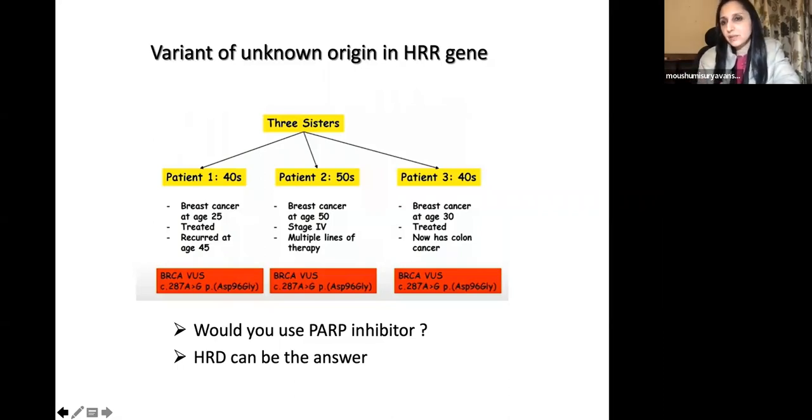There are usually 14 or 15 genes which are common to most of the HRR gene panels. And again, as I told you, there is no consistent list of HRR genes. Nobody has said that these are the HRR genes, and everybody has used their own, but some genes are common to most of the panels, so at least they should be there. That's what I feel.